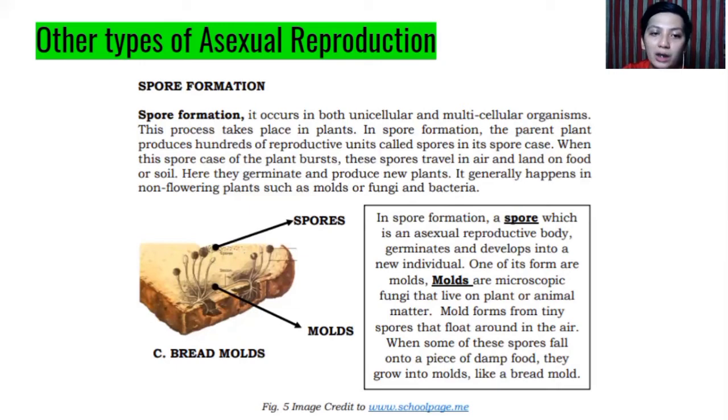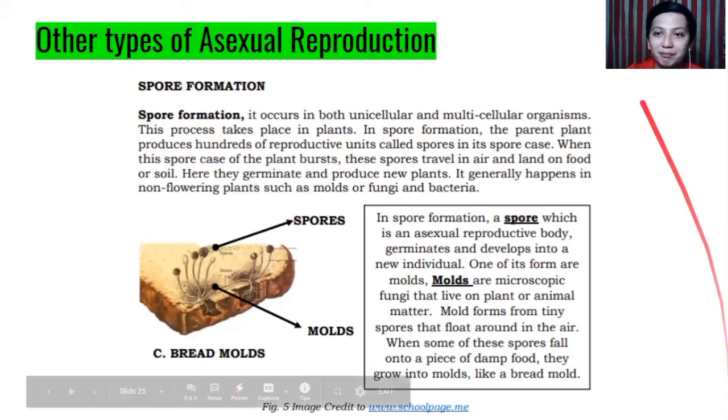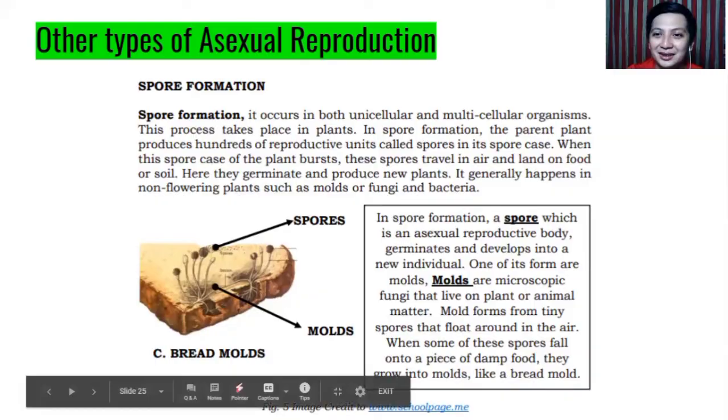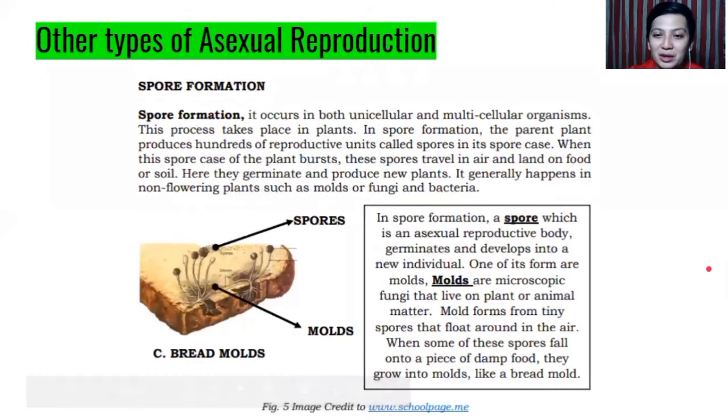So when this spore case of the plant bursts, para siyang mga powder na nakapalibot sa loob ng plants. So these spores travel in air and land on food or soil. Here they germinate and produce new plants. It generally happens in non-flowering plants such as molds, yung mga amag, fungi, or yung mga kabute, and then bacteria. So in spore formation, a spore, which is an asexual reproductive body, germinates and develops into a new individual.